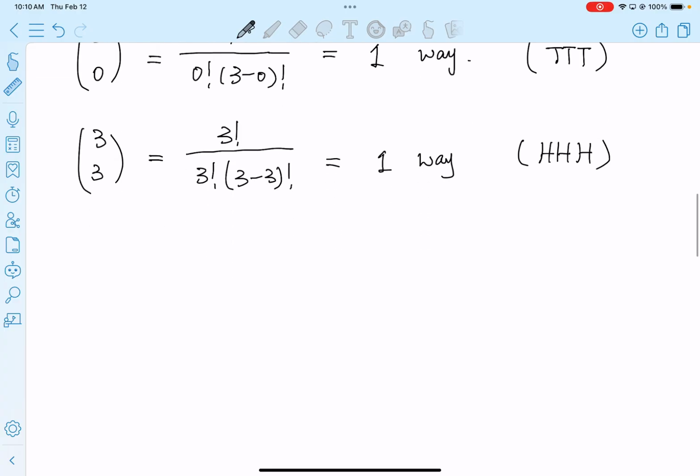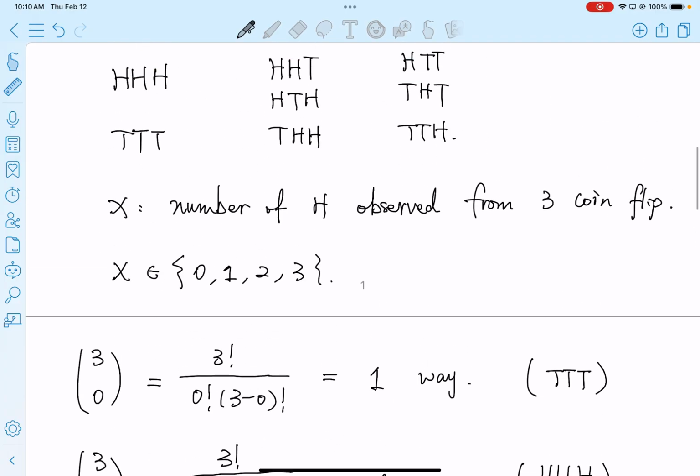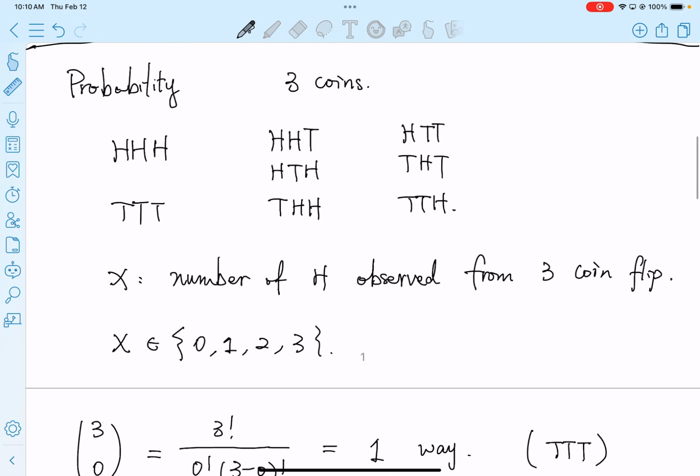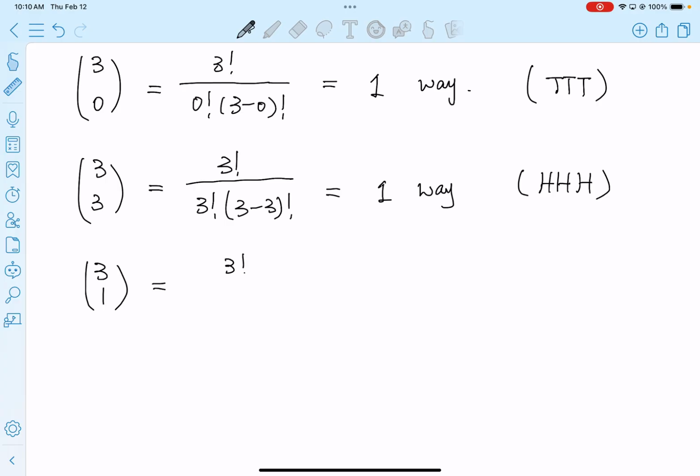Okay. And then we also have the case for 3 choose 1, where we want to measure the probability of flipping 3 coins and having 1 head, and that counting mechanism will give us the ways. So by looking at the table, we already know that there should be 3. So let's see if we are able to count that there are 3 ways. So we will have 3 factorial over 1 factorial and then 3 minus 1 factorial. So this will give you 6 divided by 2, then you will have 3 ways.